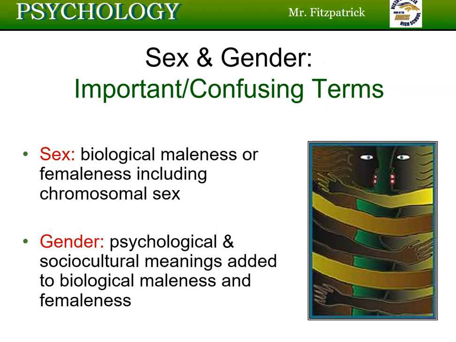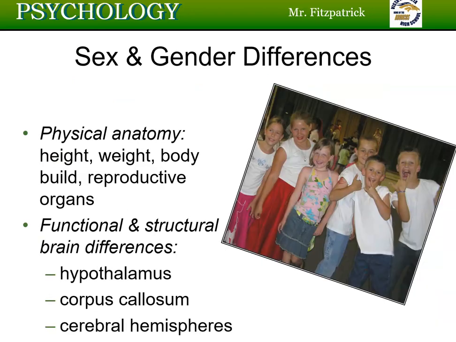Another part of development is our sex and gender identity. Sex is going to refer to our biological maleness or femaleness, including our chromosomal sex. Gender is the psychological and sociocultural meanings that are added to that biological maleness and femaleness. There are differences in sex.